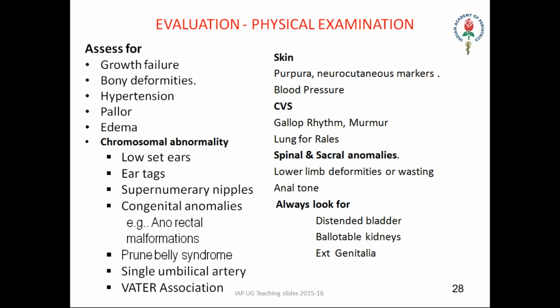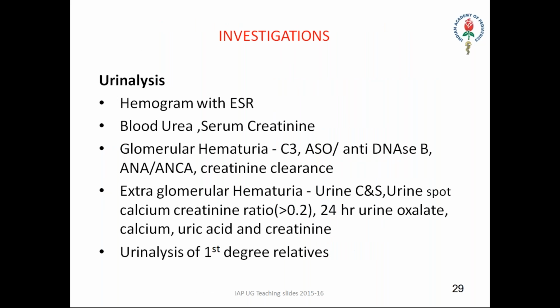Skin, purpura or anything seen to rule out HSP, neurocutaneous markers, or blood pressure, AGN-like condition, serious gallop rhythm. Like presenting in CCF, we have a gallop rhythm, murmur, and raised JVP, basal crepitations. Spinal and sacral anomalies, lower limb deformities or wasting. Always look for distended bladder or palpable kidneys or external genitalia. These are all the physical examination findings.